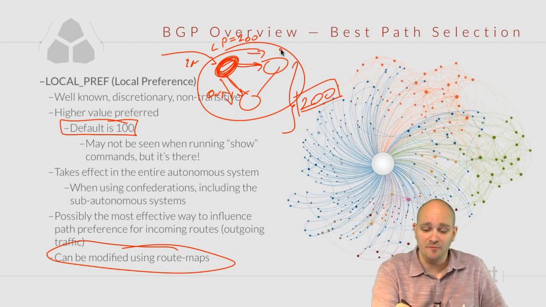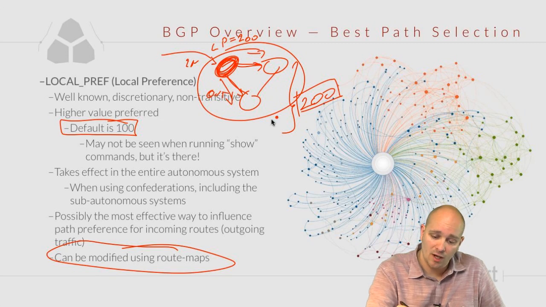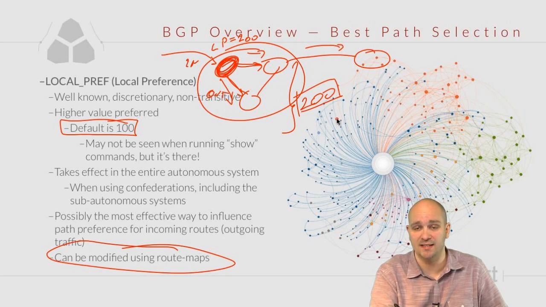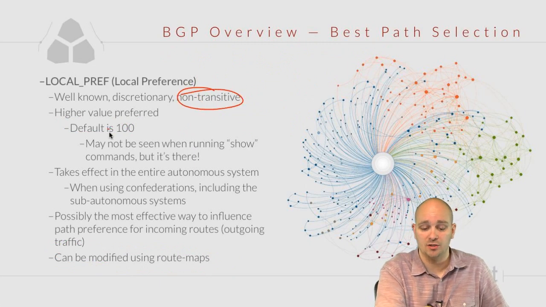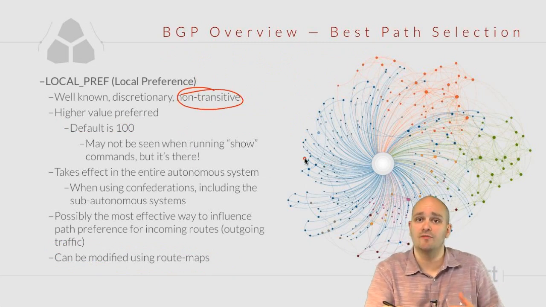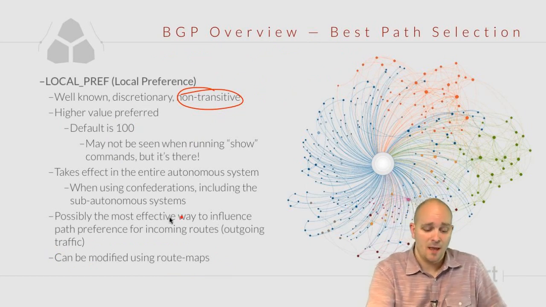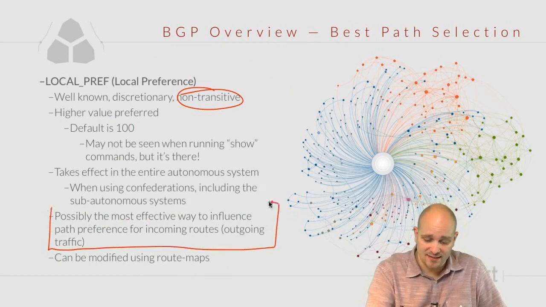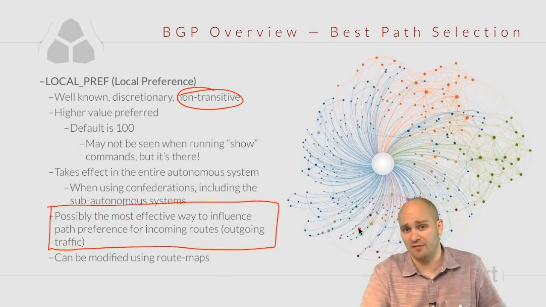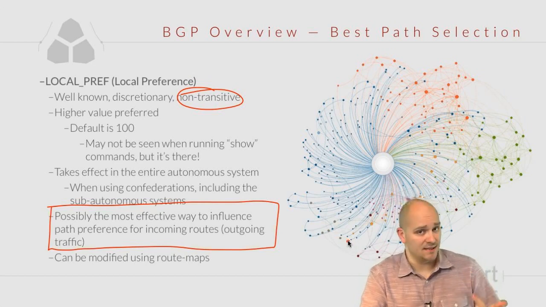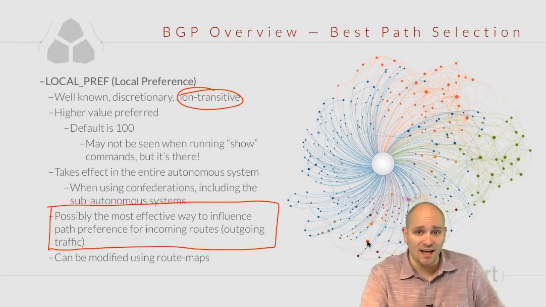Keep in mind though that if local preference was set to 200 inside this autonomous system, when this router here advertises this route outside the autonomous system, the local preference is gone, because it is, after all, a non-transitive attribute. If you want to influence the decisions made by another autonomous system, you would have to use different methods. It is, however, inside the autonomous system, possibly the most effective way to influence the path selection. What I mean by that is that it is a very strong attribute, it is standardized, it will take effect across the entire autonomous system.